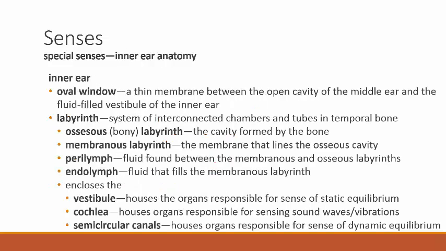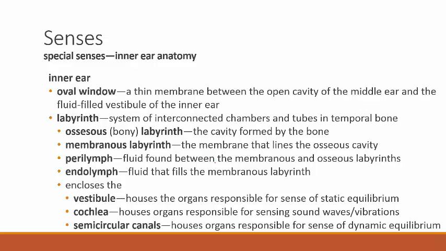And then finally, we have the inner ear. The inner ear is built of a labyrinth, it's called. This is a system of interconnected chambers and tubes that are burrowed into the temporal bone. The connection between the middle ear and the inner ear is that oval window, that thin membrane.